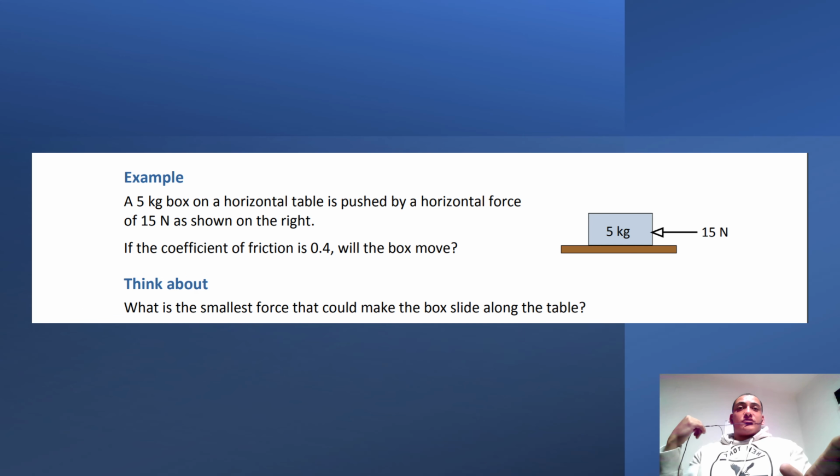So let's look at our first example. A 5 kilogram box on a horizontal table is pushed by a horizontal force of 15 newtons as shown on the right. If the coefficient of friction is 0.4, will the box move? In this question, we're just looking for the smallest force that could make the box slide along the table. So let's take this in a simpler way.